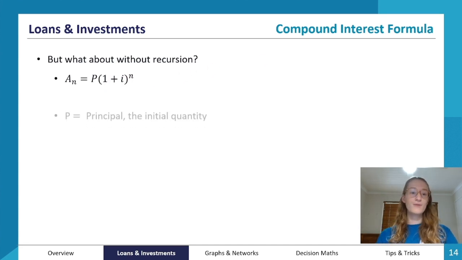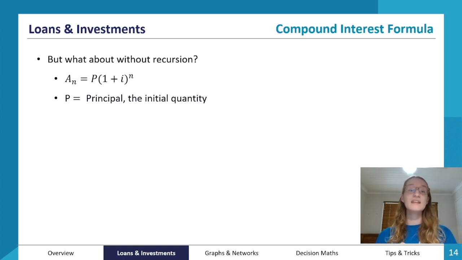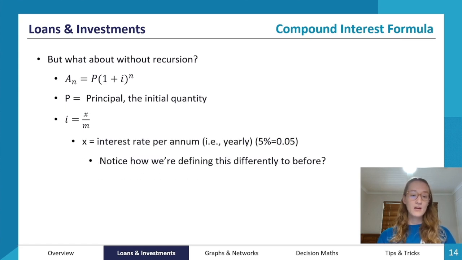So what do these variables mean? First, P is the principal, and that's the initial quantity. So if, for example, we had $20,000 in a bank account, then that would be the principal. That's our starting point. And then I is X divided by M, where X is the interest rate per annum, so again yearly, and M is the number of compounds per year. And this is what I highlighted before.